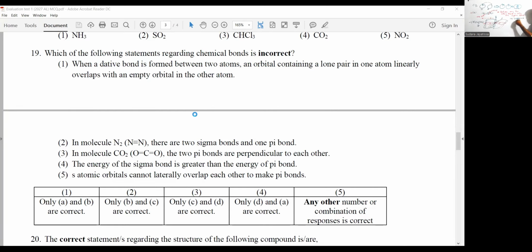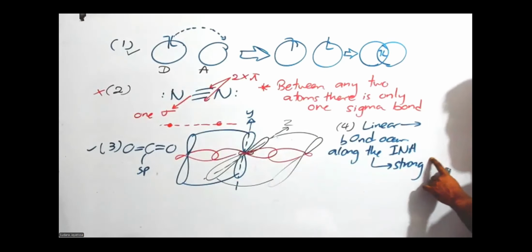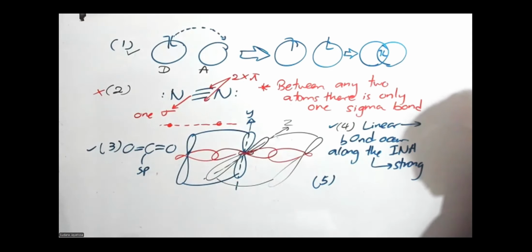Linear overlapping, the bond occurs along the internuclear axis. Therefore, it is strong. If the bond occurs along the internuclear axis, it is going to be strong. Remember that. Is the last point also true? It must be also true.